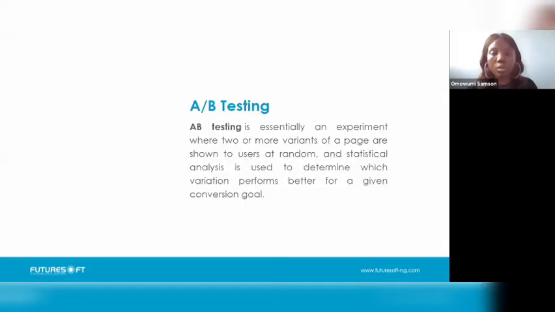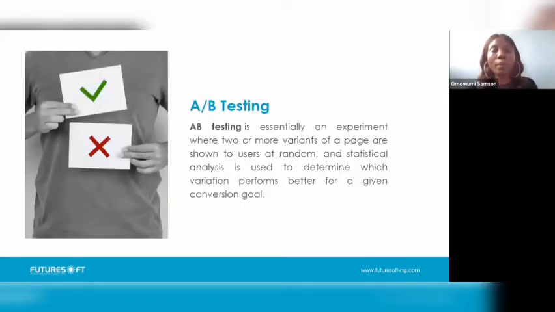So let's see. The best way to go about the comparison is to use A/B testing, of course. A/B testing is essentially an experiment where two or more variants of a page are shown to users at random, and statistical analysis is used to determine which variation performs better for a given conversion. If this definition is not clear enough, I believe the next slide is going to give you a pictorial representation of what I am trying to say here.